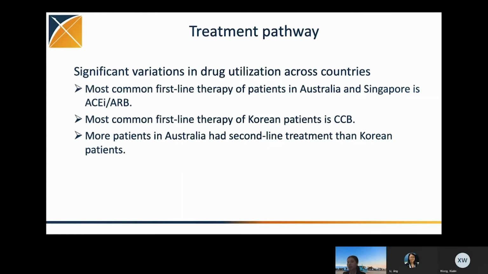first-line therapy of patients in Australia and Singapore is ACE inhibitors or ARBs, whereas the most commonly used first-line therapy in Korean patients is calcium channel blocker. Interestingly, there are more patients in Australia who have second-line treatment than Korean patients.